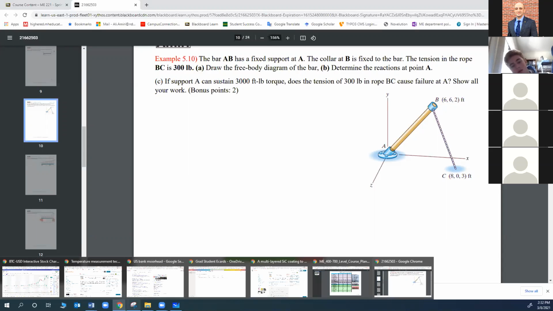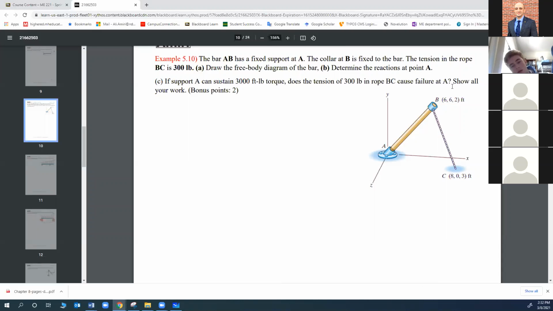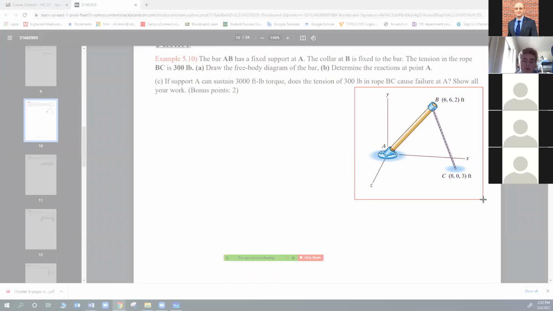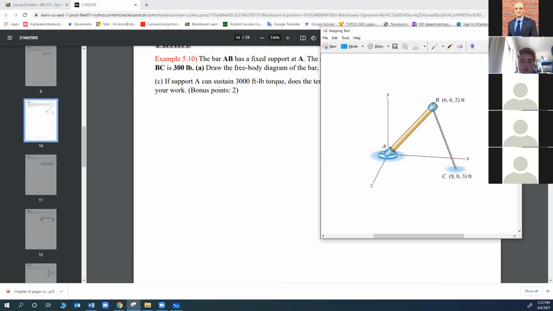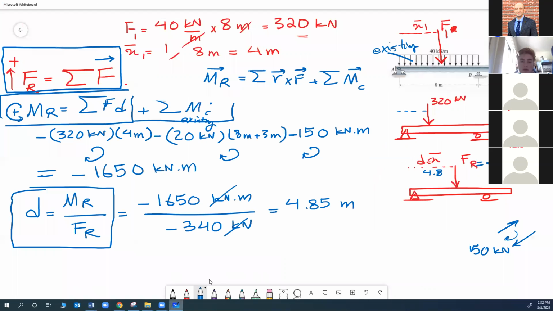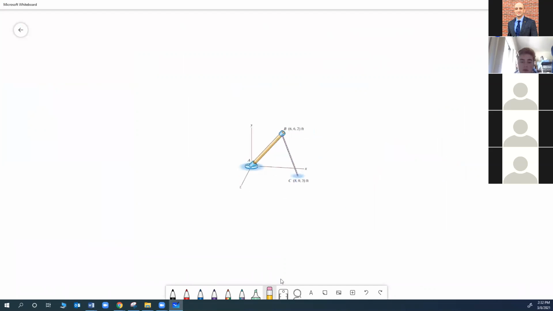So let me see. Let's get this one transferred over. All right. So step 1 is to draw a free body diagram. It says there's a tension. It's a tension, so it's going away from point B on this rope, 300 pounds.